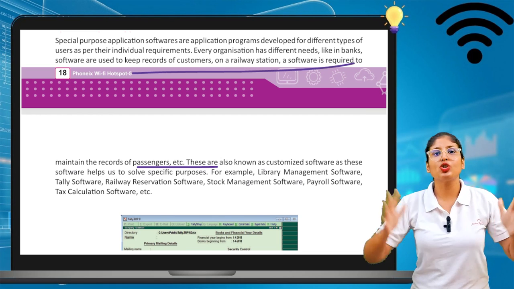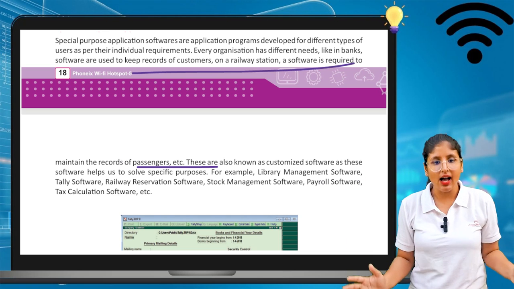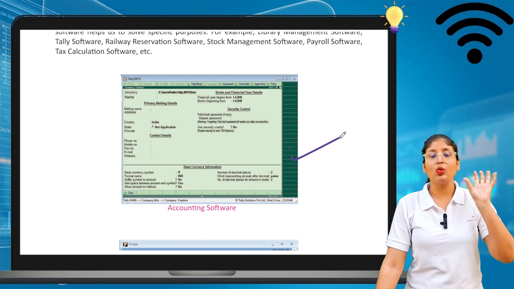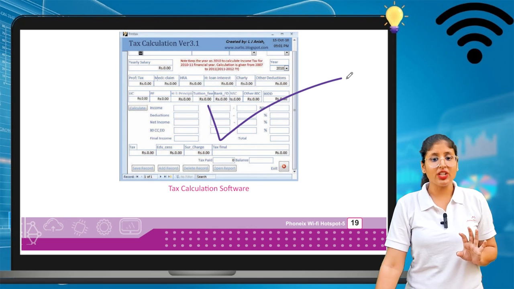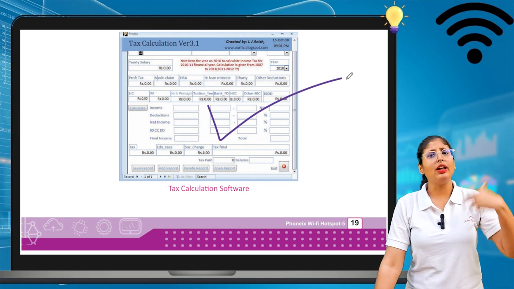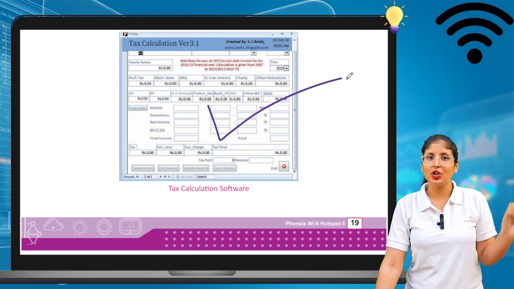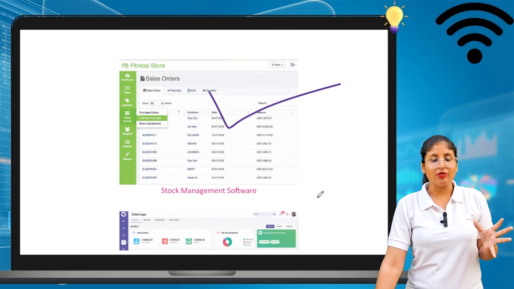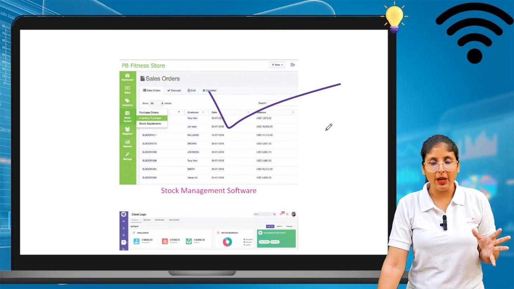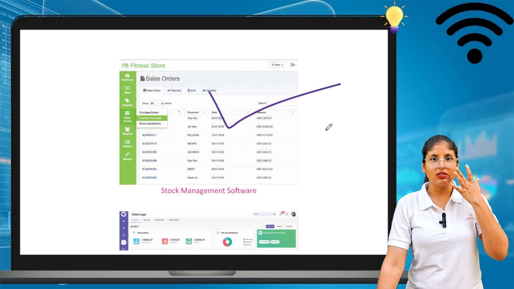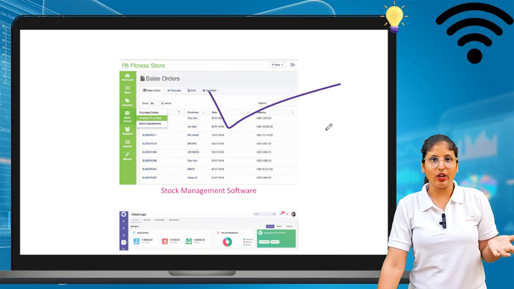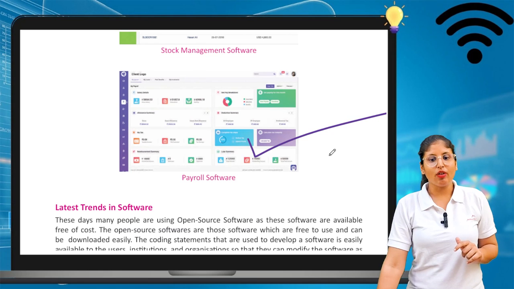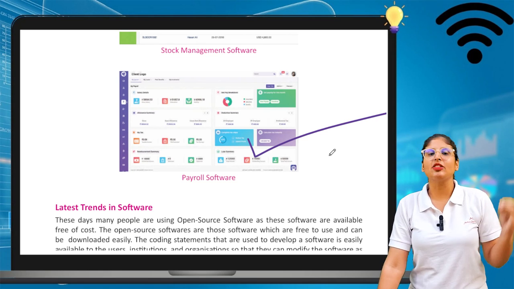These are specific purpose software because they have to perform specific tasks. For example, with account software we make account lists. With calculation software we do very big or lengthy calculations. Next is stock management software, for stocks like Nifty and the Bombay Stock Exchange. Next is payroll software. So these are some specific purpose software.